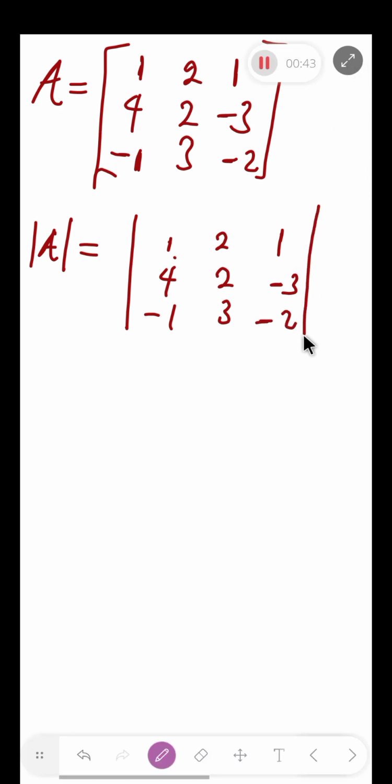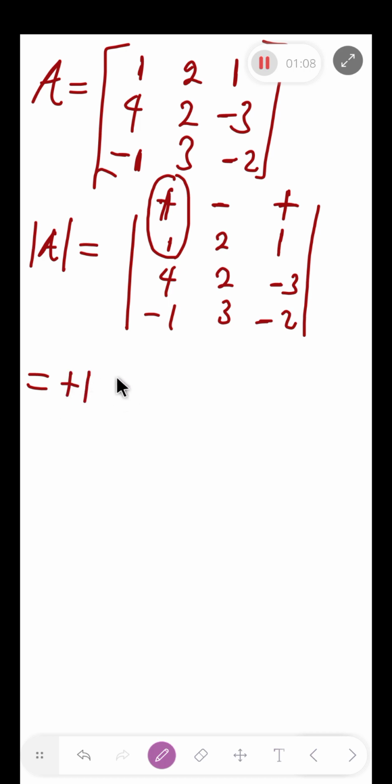Now, please take note, I want to use two methods to solve this. Method one is using the Laplace determinant expansion method. You have to put plus, minus, plus according to Laplace expansion of determinants, such that you pick this first positive sign with one of the numbers you have up here. Write it out, plus 1.